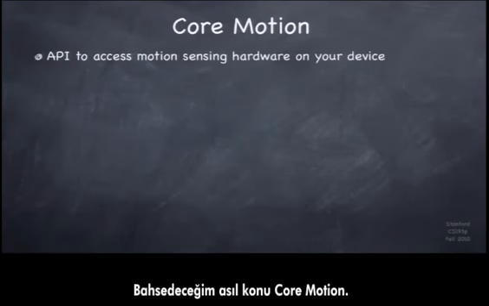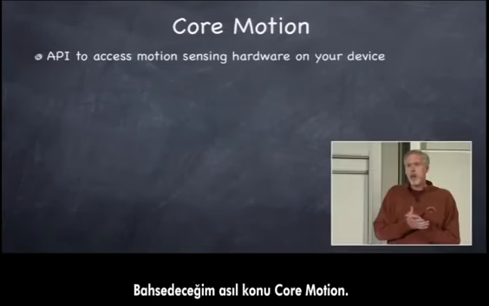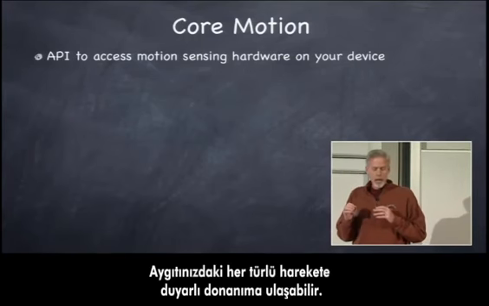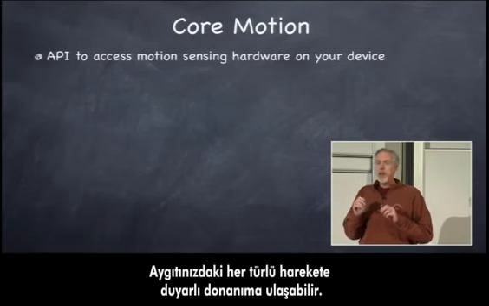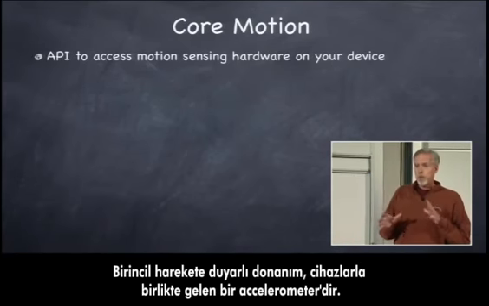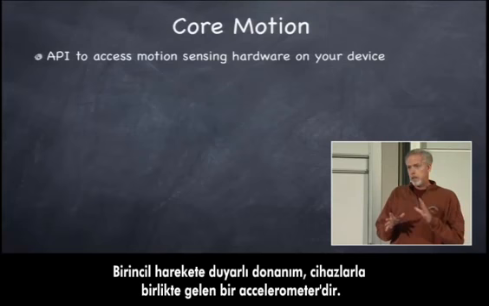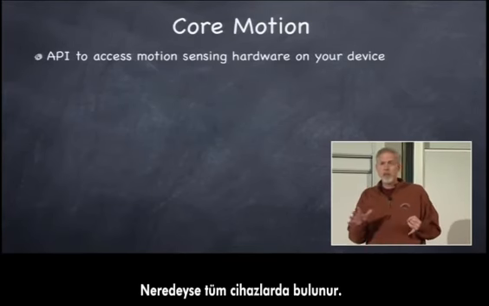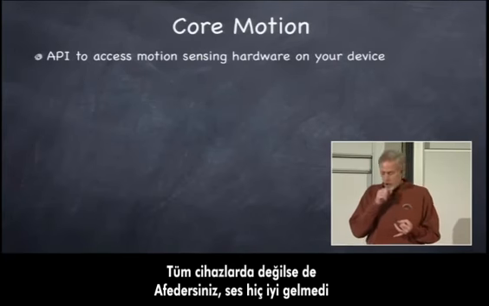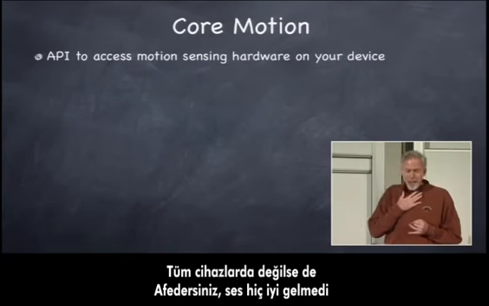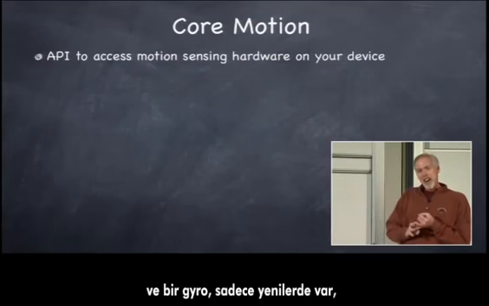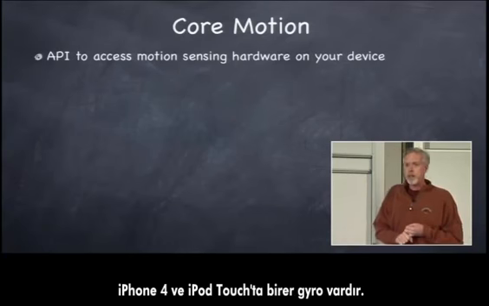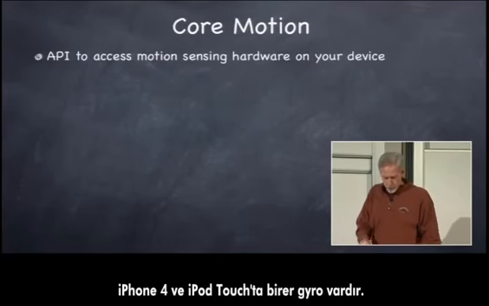All right, so the main thing here I wanted to talk about is Core Motion. Core Motion is an API to access any motion sensing hardware on your device. The primary motion sensing hardware that comes with these devices is an accelerometer, which almost all the devices have, if not all the devices. And a gyro, which only the newer ones have. iPhone 4 and the new iPod Touch have a gyro. Okay?